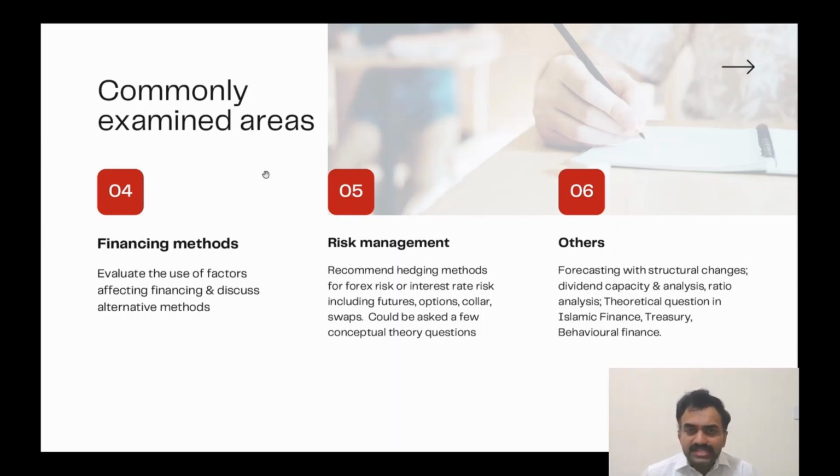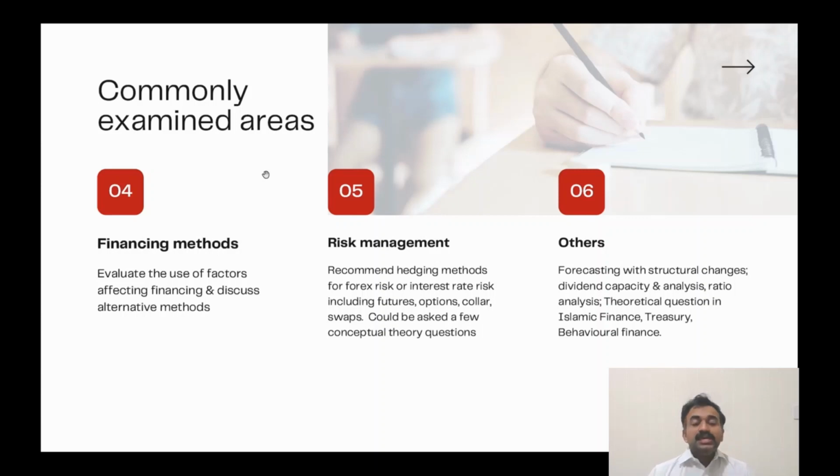Besides these core areas, there will always be bits and pieces of other areas that get tested, which may include quite a bit of marks allotted for forecasting financial performance, forecasting an SOFP, an income statement. You may sometimes be asked to do a small dividend capacity calculation or evaluate the dividend policy of the company. Occasionally, you have a traditional ratio analysis question where you have to look at the past financial performance, do some ratios, and comment on how well the company is performing.